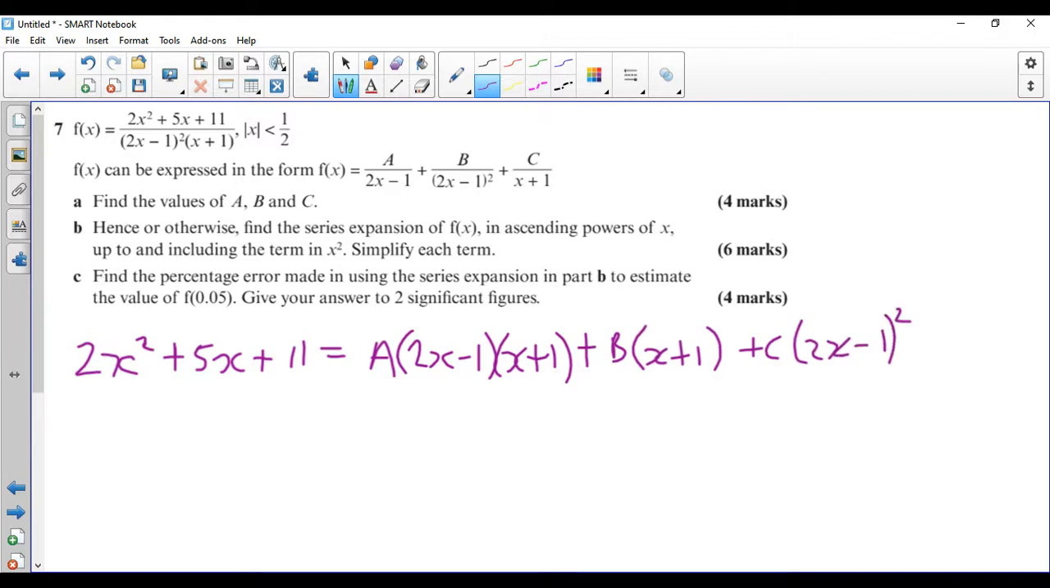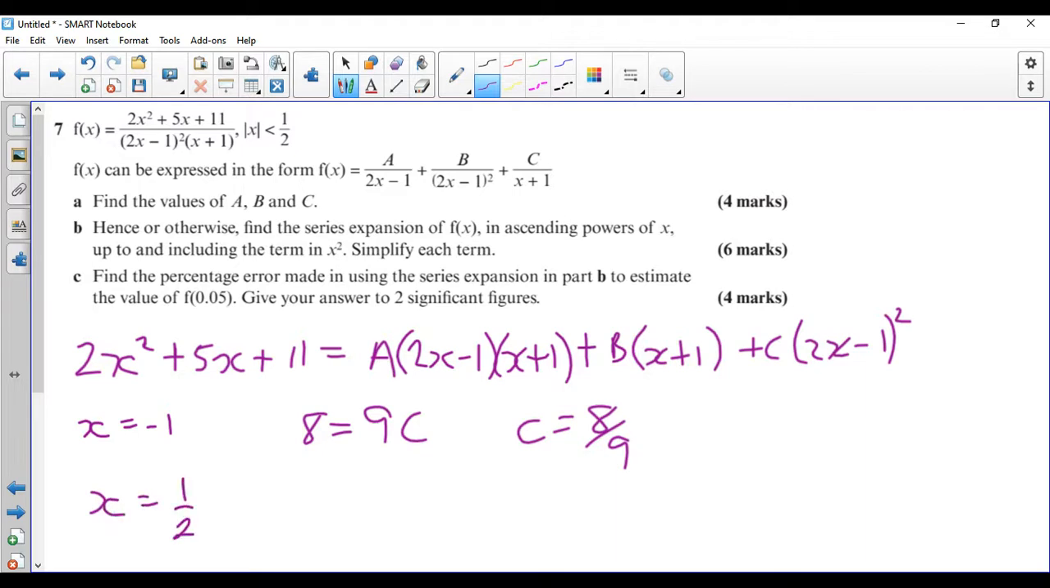Okay, so now I've done that, I can go for putting values in. X equals minus 1 will give me 8 on the left hand side. Everything with an x plus 1 will disappear, so I'll be left with C, and that will be 9C. So C is 8 over 9. So they're being less kind to us this time, giving us fractions again.